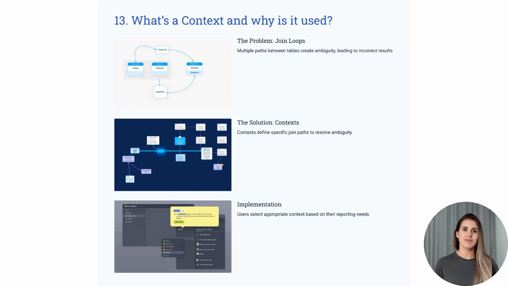13. What's a context and why is it used? A context resolves loops in the universe by defining a specific join path for a query. When multiple paths exist, contexts ensure that BO picks the right one, avoiding ambiguous results.